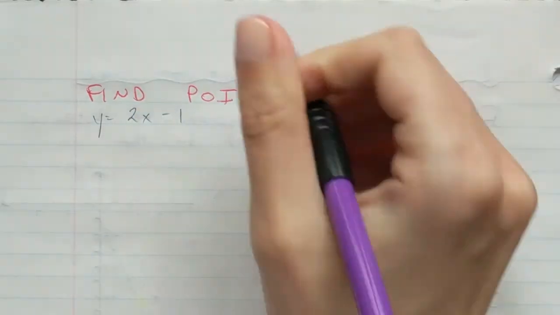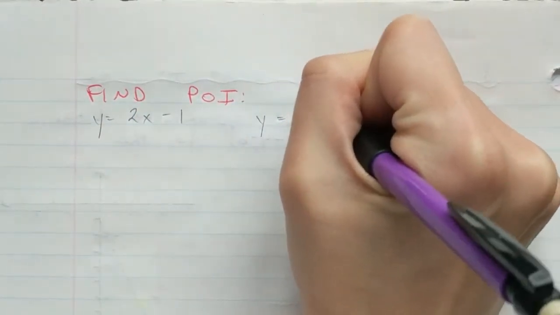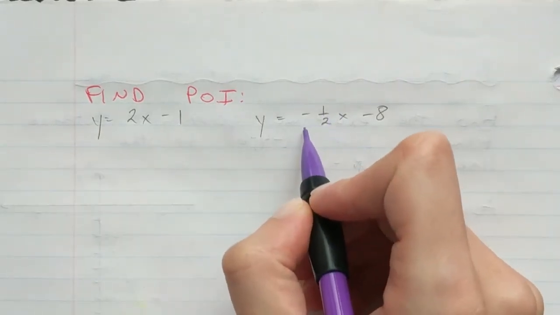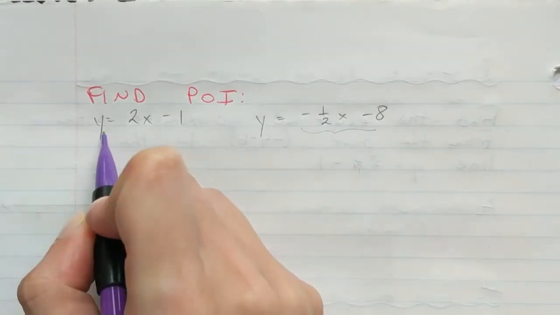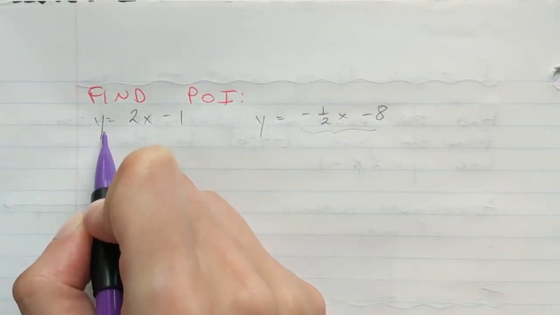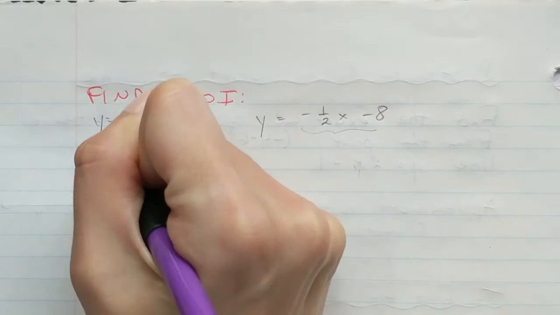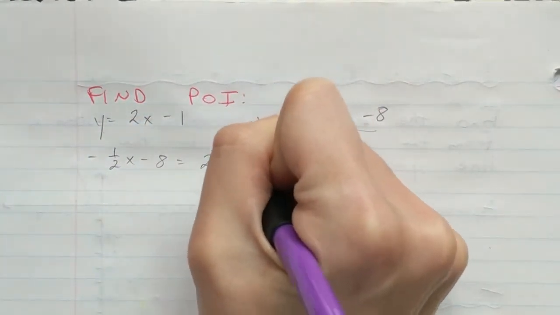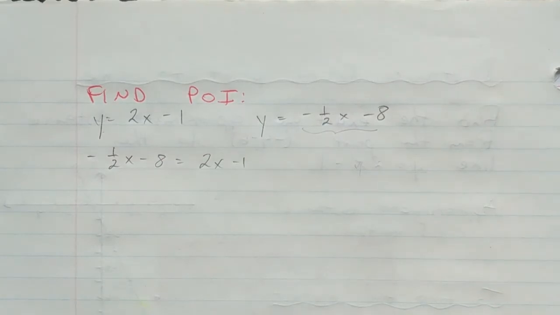I'm just going to rewrite both formulas here so that we remember. y is 2x minus 1, and y is equal to negative 1 over 2 x minus 8. In order to find our point of intersection, I'm going to use the substitution method, and I'm going to substitute in this information for y in my first equation. This is going to give me negative 1 over 2 x minus 8 is 2x minus 1.